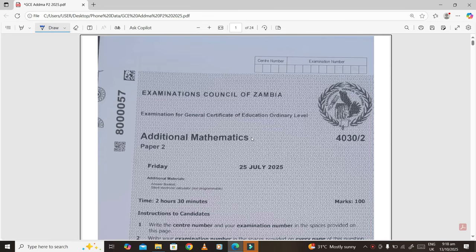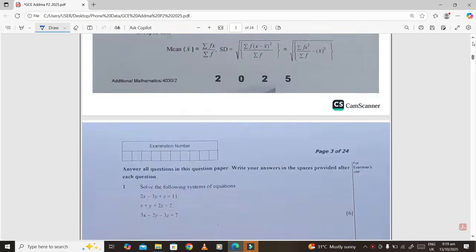Hello everybody. Okay, so the paper we're about to answer here is Additional Mathematics paper 2, and it has got 100 marks as usual. So without wasting our time, let's go into question 1.